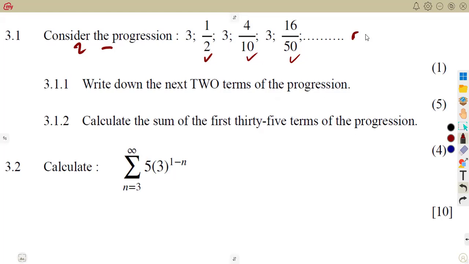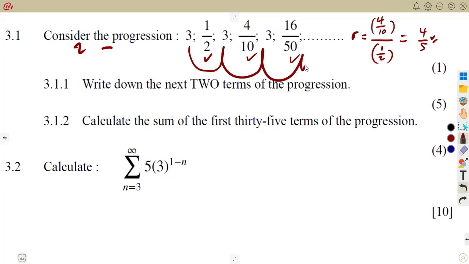So we can also calculate the value of r for this other part: 1 over 2, then 4 over 10, and so on. Remember, we consider the second term over the first one. So that's 4 over 10 divided by 1 over 2. This is going to give us 4 over 5. We do the same thing with 16 over 50. If we divide 16 over 50 by 4 over 10, it is going to give us the same 4 over 5, which is different from the 3 to 3 part. That part is going to be 1 because it is a constant. If you divide 3 by 3, that's 1.